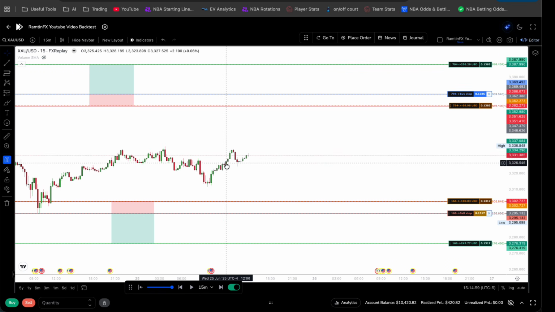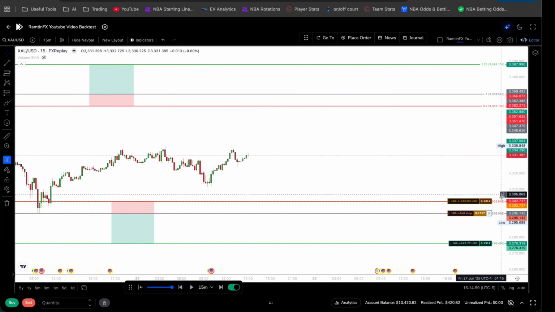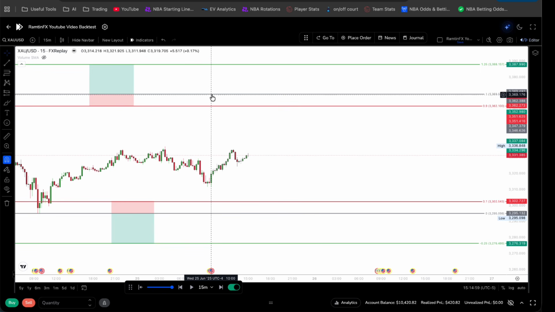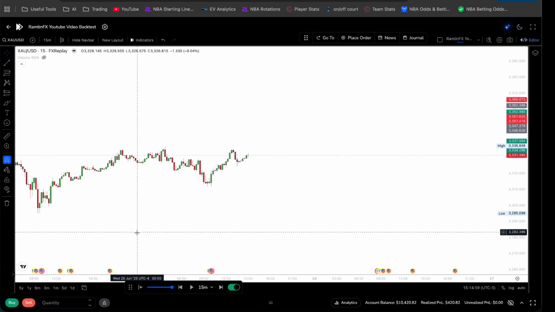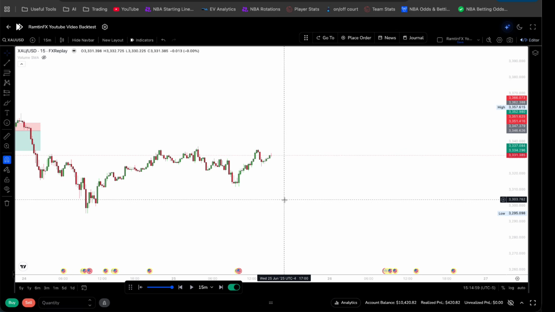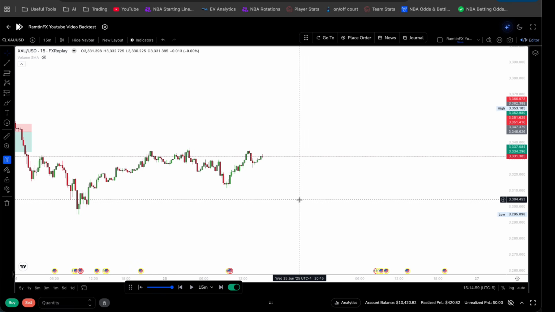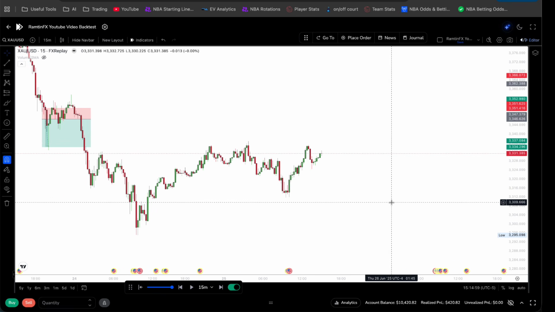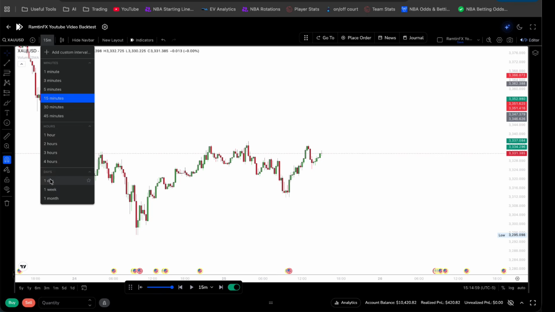All right, and here you can see we're at noon the next day, and neither order has been triggered. So we are going to cancel both of them, and we are going to delete this, and we are going to move on to the next day because we do not let the orders trigger if it is after 12 p.m. the next day. So we're going to go back to the daily time frame.